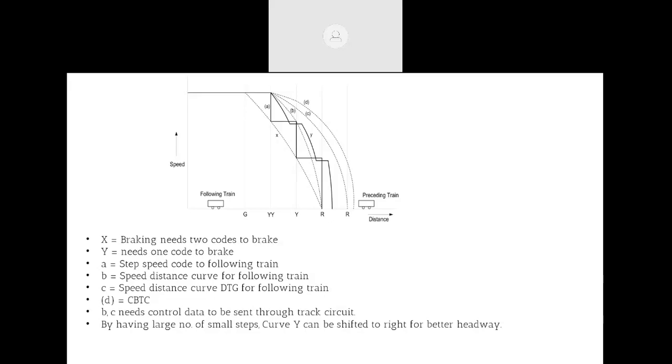And curve D is the next right extreme curve, which goes up to the back of the preceding train with some safety margin. So in principle, you can see the curves are moving towards the right for the CBTC, and the braking curve moving towards the right means increase in capacity or frequency.